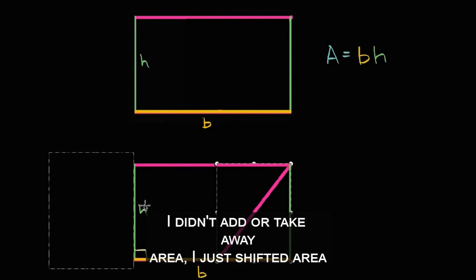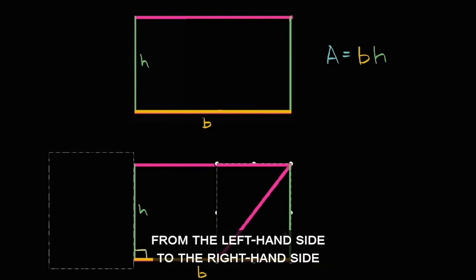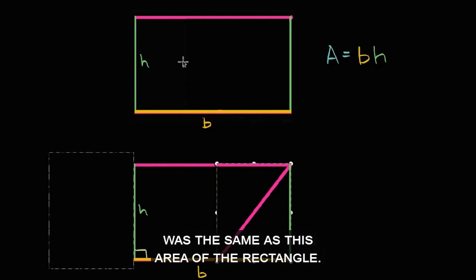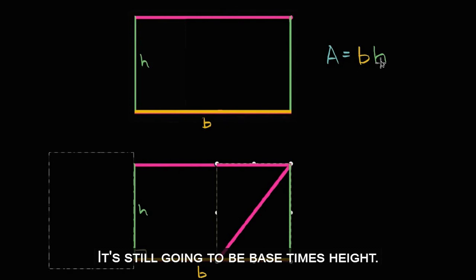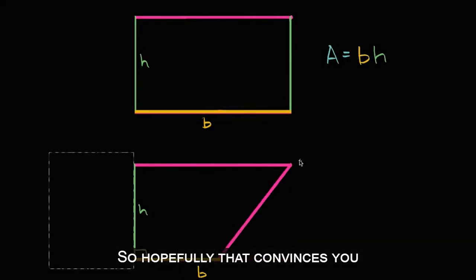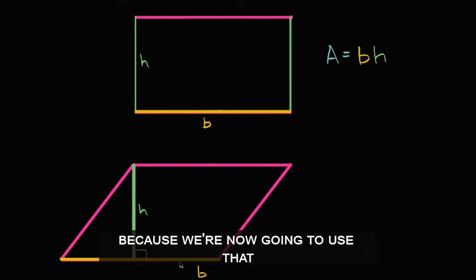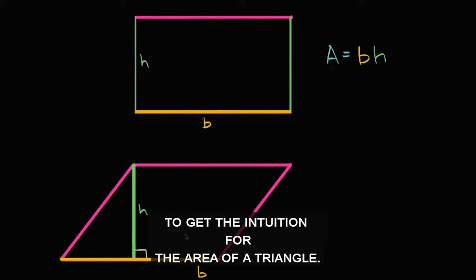I didn't add or take away area. I just shifted area from the left-hand side to the right-hand side to show you that the area of that parallelogram was the same as the area of the rectangle. It's still going to be base times height. So hopefully that convinces you that the area of a parallelogram is base times height, because we're now going to use that to get the intuition for the area of a triangle.